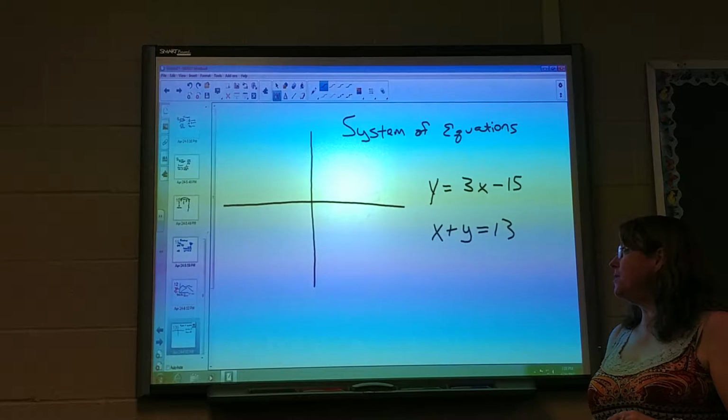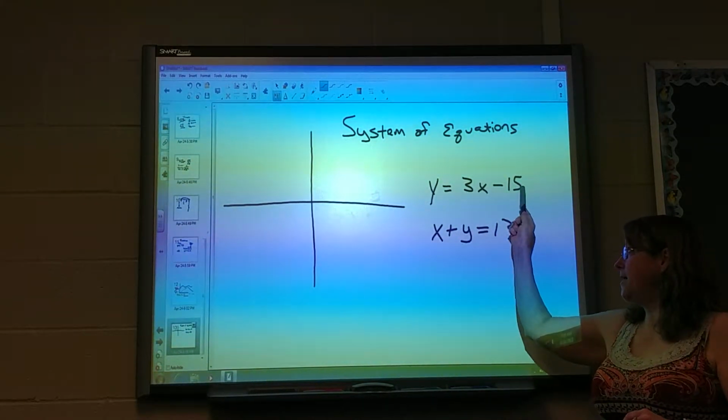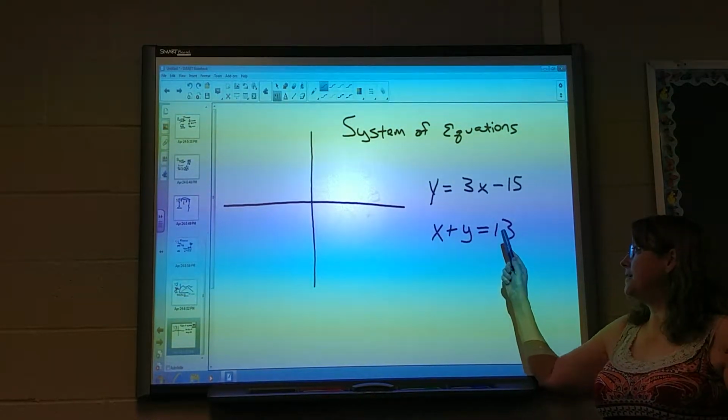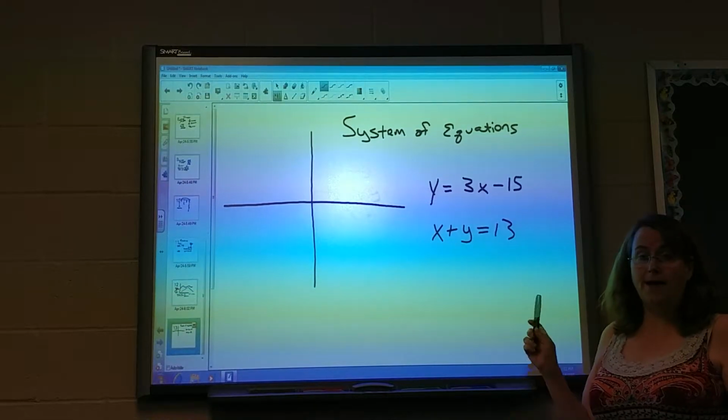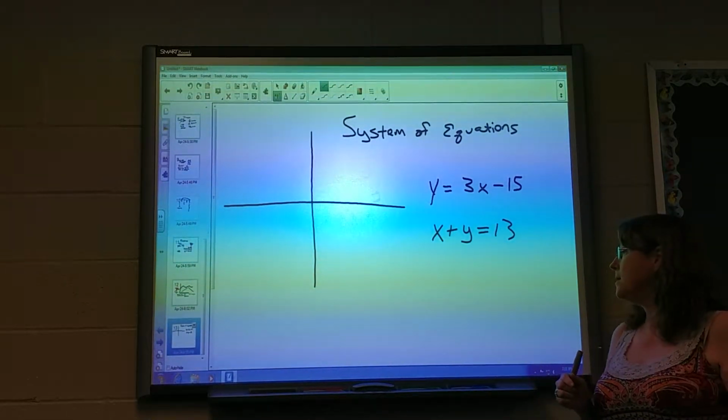But a system of equations is two different linear equations. This is a line and this is also a line. And you know something is a line if it has a single x and a single y in it. That means there's a line. You have an x and a y point.